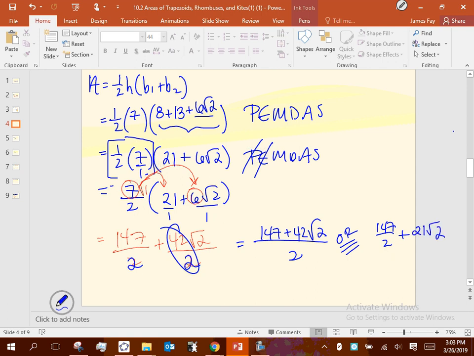Okay? So, in regards to writing your answers, I'll set up questions so that it counts both of those. I'm looking at the exact answer. I'm looking for 147 plus 42 radical 2 over 2, or 147 over 2 plus 21 radical 2. Okay?